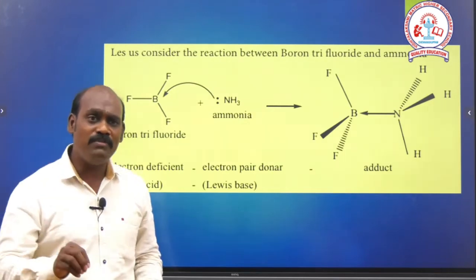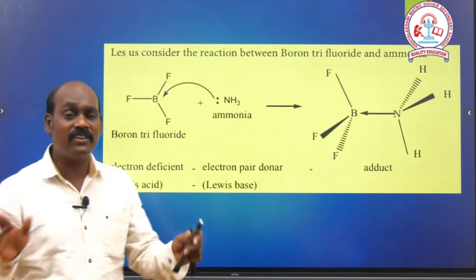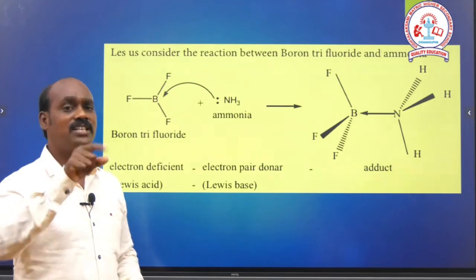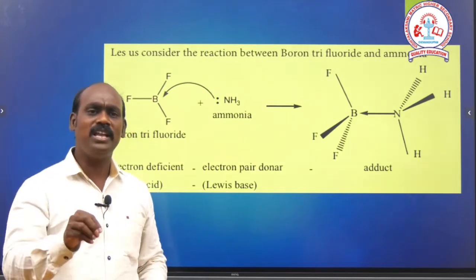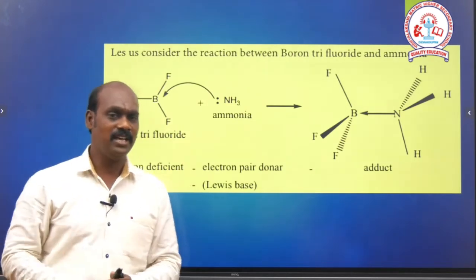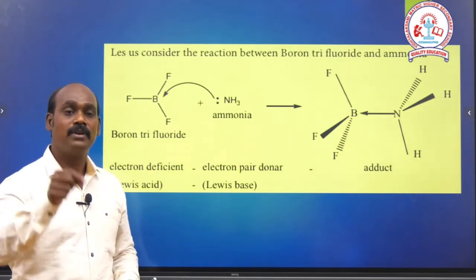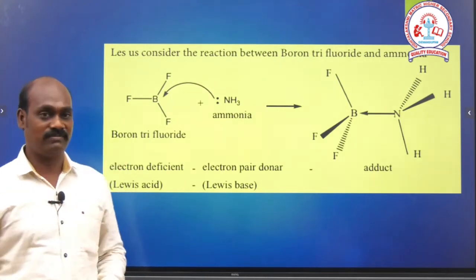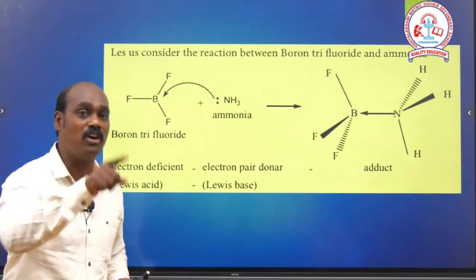Even though it forms bonds with the fluorine, it is electron deficient. It does not acquire an octet structure. Why does bonding take place? To acquire an octet structure. Molecules having an octet structure are highly stable. For that only, molecules or atoms or ions undergo chemical reactions. Clear? Right. Here after boron bonds with the fluorine, it is still electron deficient. It needs 2 more electrons to get the octet structure.